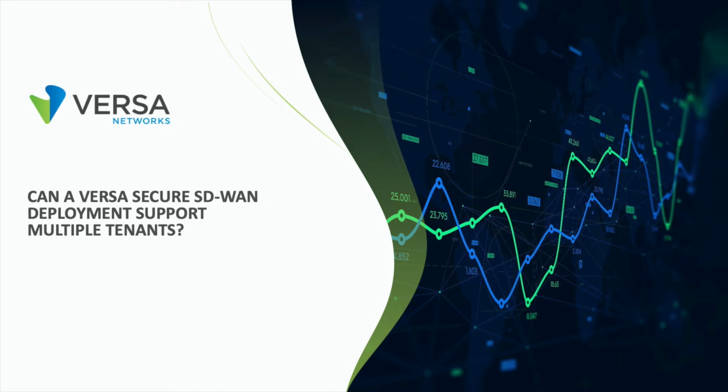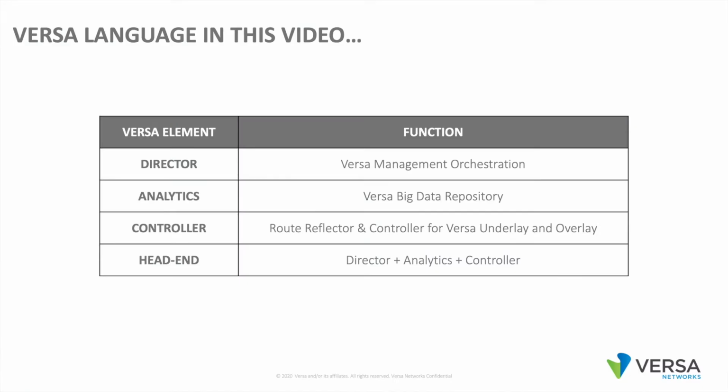This is a short video about can a Versa Secure SD-WAN Deployment support multiple tenants. So just in terms of language in this video, Director is the Versa management and orchestration platform. Analytics is our big data repository. A Versa controller is the route reflector and the controller for the underlay and overlay. And a head end is a Director plus analytics plus controller, typically deployed all HA.